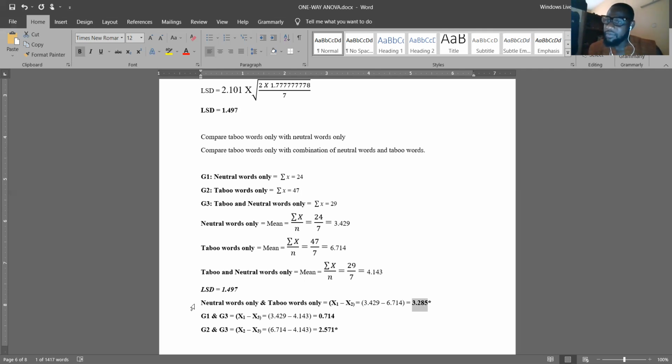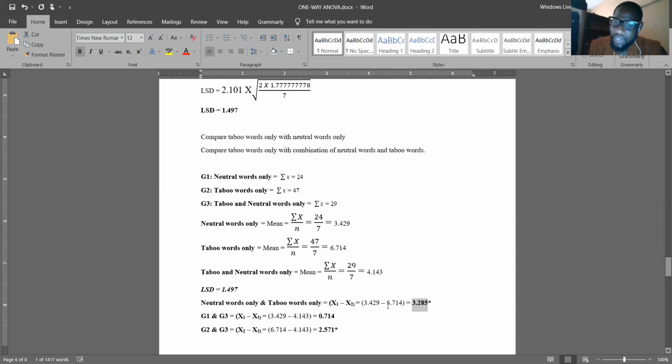But you ask yourself, which of the groups committed more errors? Although we are saying there's a difference, which of the groups committed more errors than the other? And the group that committed more errors will be the one that had a large mean.